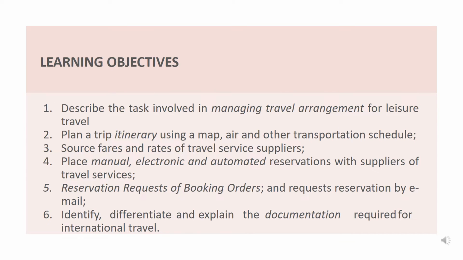Learning objectives. After studying this chapter, you should be able to describe the task involved in managing travel arrangements for leisure travel. Organize travel information required to prepare travel arrangements and accomplish a booking card for travel to understand its usage. Plan a trip itinerary using a map, air, and other transportation schedules. Check availability of selected air, sea, land transport, accommodation suppliers, and suitable sightseeing tours or tour packages.